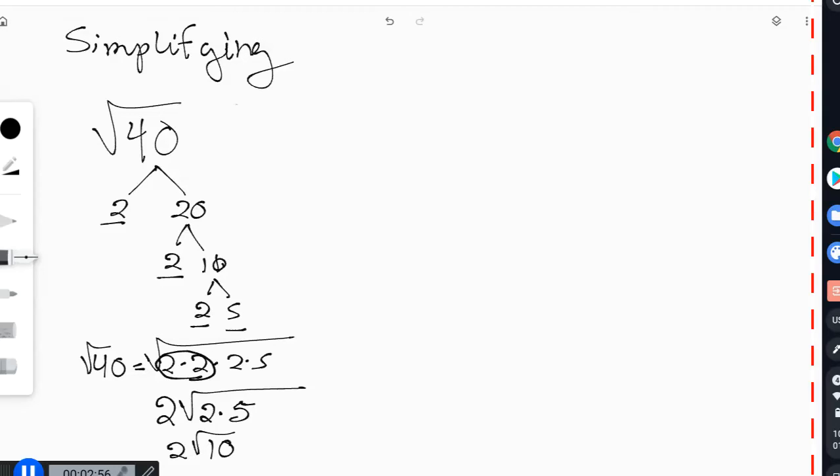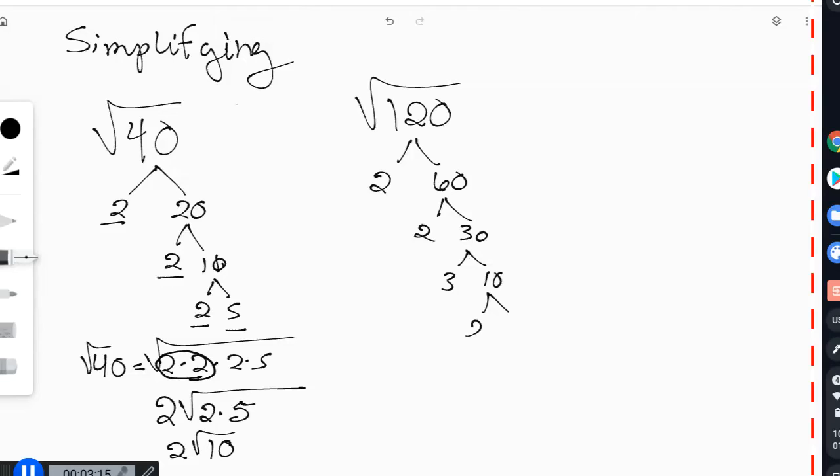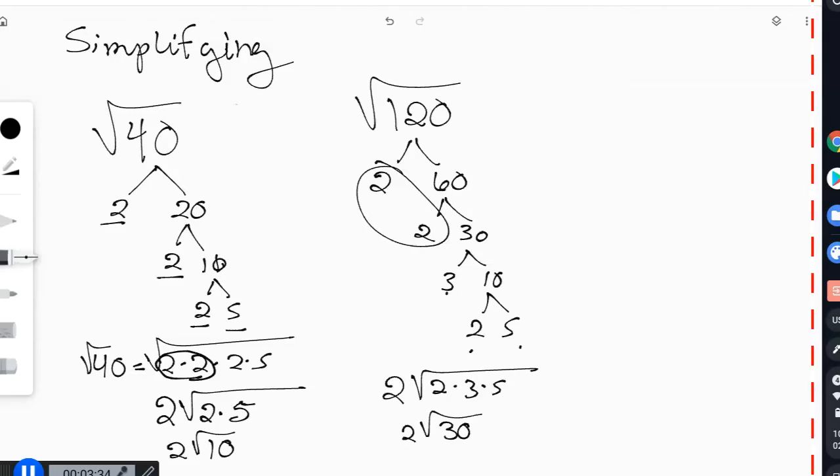Let's take another one, like 120. Okay, break it down. 2 times 60. You don't have to break it into 2s. You can break it into any two numbers. 2 and 30. So I could do like 3 and 10. And then 2 and 5. Okay, so I'm looking for pairs. I've got two 2s. And then the 2, the 3, and the 5 have to stay inside. So the 2s get to come out because they had a pair. 2 times 3 times 5 stays inside, so that's 30. So we've got 2 root 30.